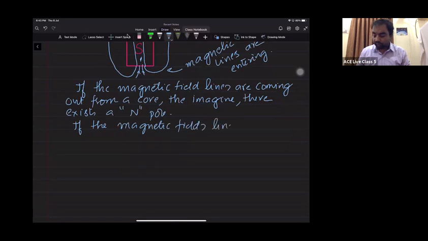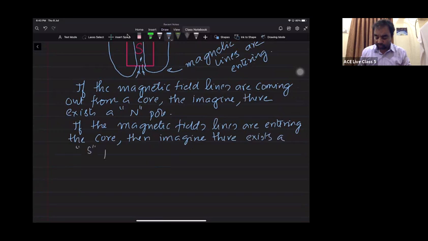So can I say, if the magnetic field lines are entering the core, then imagine there exists a south pole. So these are some thumb rules which you need to follow, right? So first you need to draw the magnetic flux lines, and after that you need to decide which is a north pole and which is a south pole.